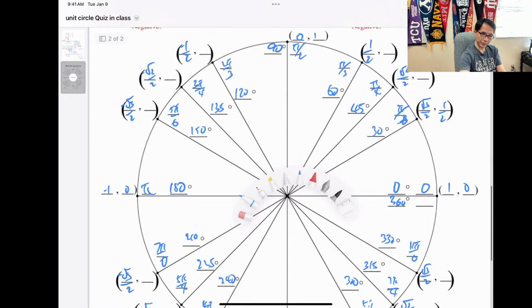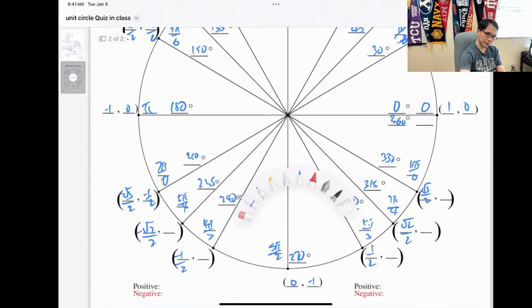This is 1/2. Square root 2 over 2. Square root 3 over 2. Square root 3 over 2. Square root 2 over 2. Not that, negative 1/2. Negative root 2 over 2. Negative root 3 over 2. Square root 2 over 2 negative. And 1/2.